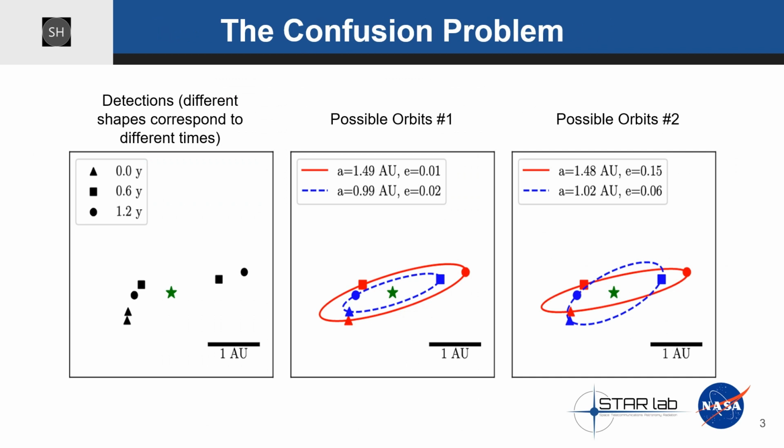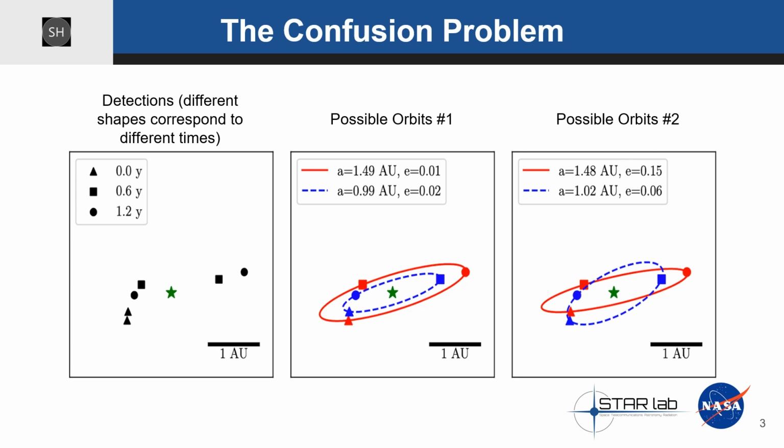Now, this confusion problem arises when multiple planets are detected around a star over several observation epochs, and we don't know which detection belongs to which planet. On this slide, you're seeing an example simulated system with 2 planets. Here we have 3 images essentially stacked on top of one another in the left panel. The issue here is there are 2 different ways to fit the orbits to these observations.